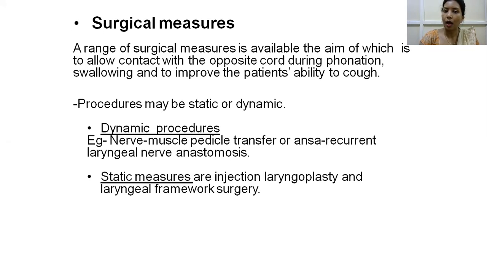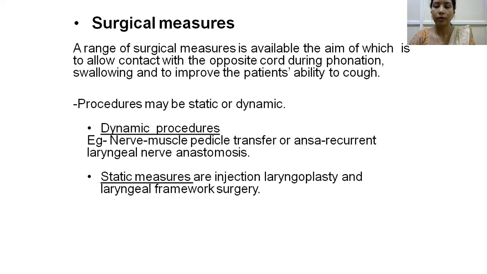Whereas in patients who are complaining of a certain amount of voice change and discomfort or some amount of aspiration, you need to go into surgical measures. A range of surgical measures are available, the aim of which is to allow the paralyzed vocal cord to contact the normal vocal cord during phonation, and not only during phonation, but also during swallowing, and to improve the patient's ability to cough. For all these three functions, phonation, swallowing, and coughing, both the vocal cords need to meet in the midline.